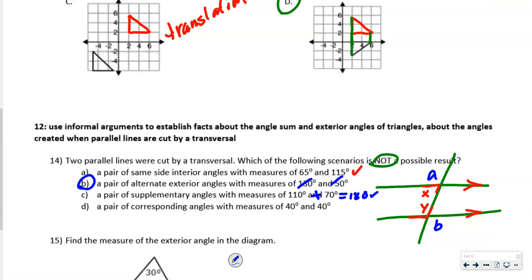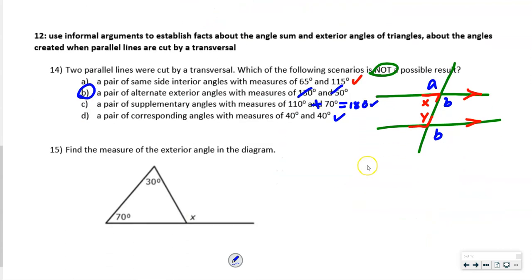And then a pair of corresponding angles, where our B and our B right here are our corresponding angles, okay? So those are equal as well because you notice they're both obtuse angles, okay? So remember, corresponding angles are on the same side of the transversal and the same side of the parallel lines, okay? So again, our answer was B.